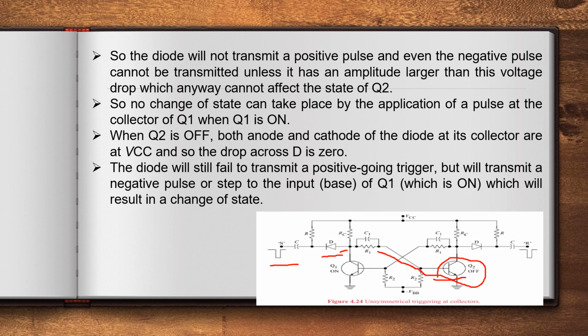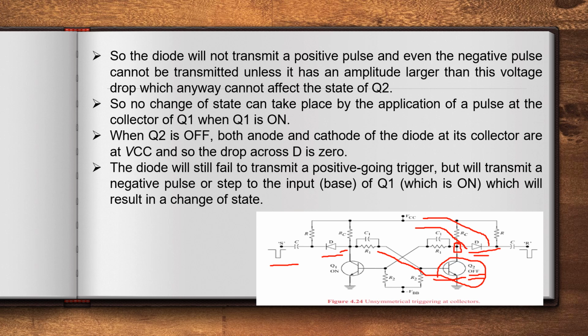When Q2 is off, both anode and cathode are connected to VCC. Why? Because Q2 is off, no? Off means the potential at this point is also VCC only. So for this diode, both anode and cathode are connected to VCC only.